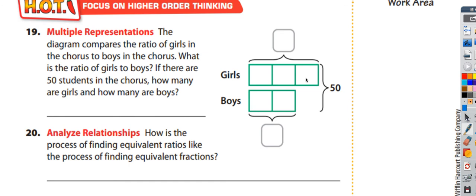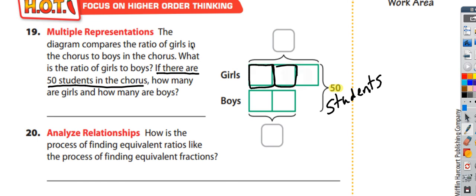And I think that this diagram is really pretty helpful. Notice that there are 50 students. There's a 50 here, and it kind of makes sense that the diagram represents 50 students because the directions said, if there are 50 students in the chorus, how many are boys and how many are girls? Well, the first step is to go ahead and figure out what numbers could go in these unknown boxes right here.